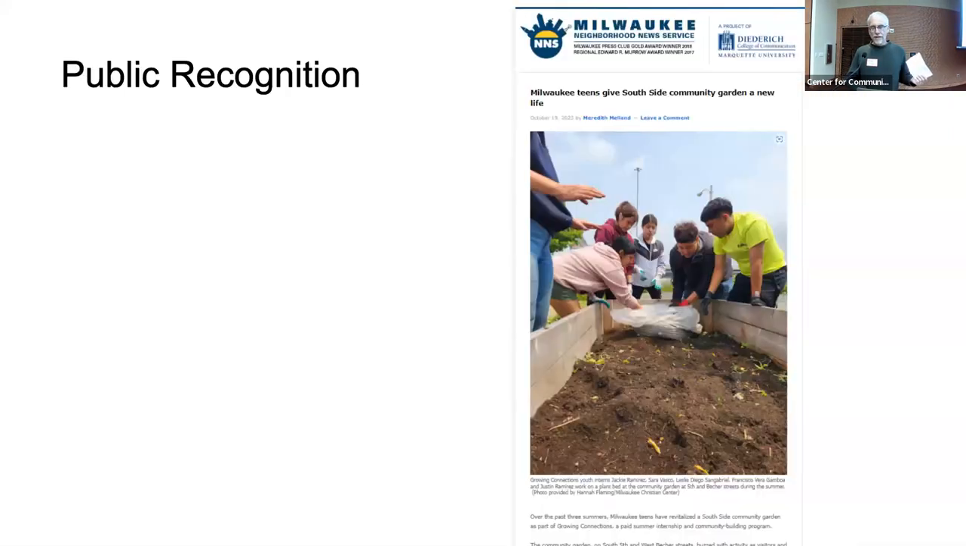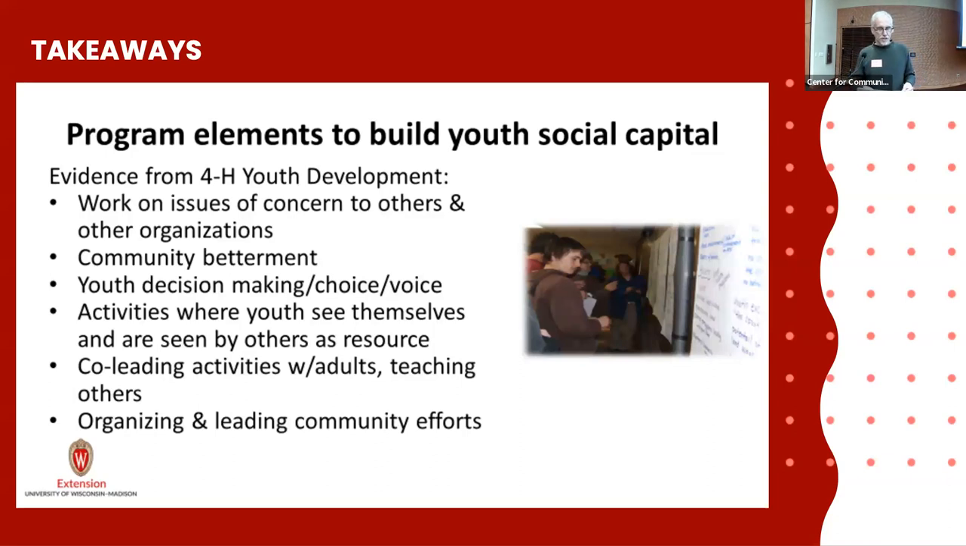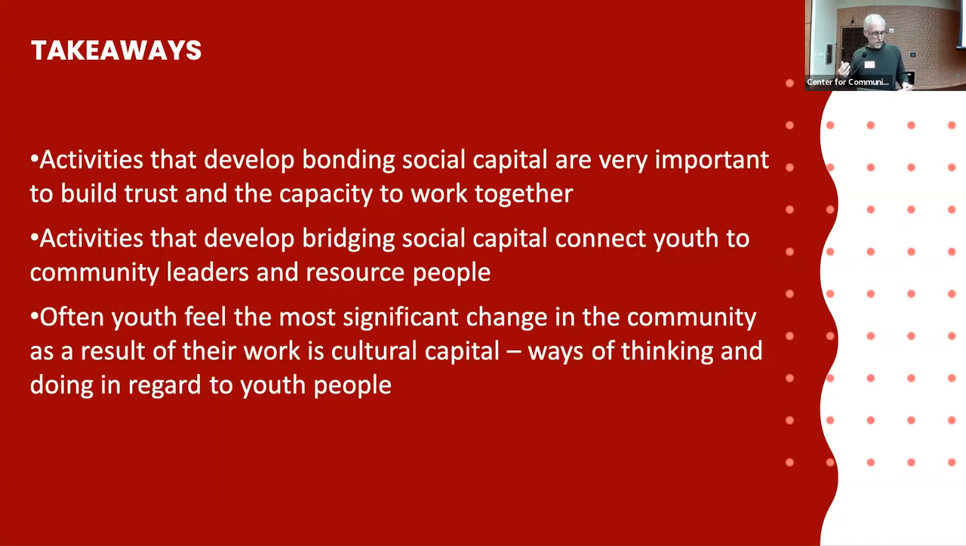And so I want to make a couple of points about takeaways, really just two. First is that a best practice we've learned is that young people need to work on issues of concern to the broader community and be really invested in the public good. That connects them to the larger fabric of the community and the work that's going on across the community and builds those relationships. And the result, then, is this bottom one: young people often find that the most significant change in their work is in the change of the way the community thinks about young people and the culture of acceptance of young people as leaders in communities. So that's the goal and the focus of the work when we approach it with intention.